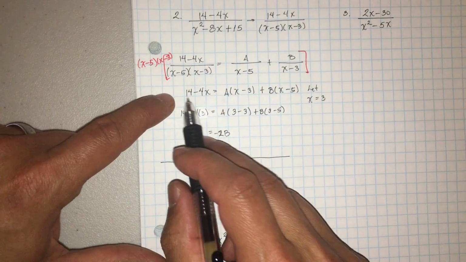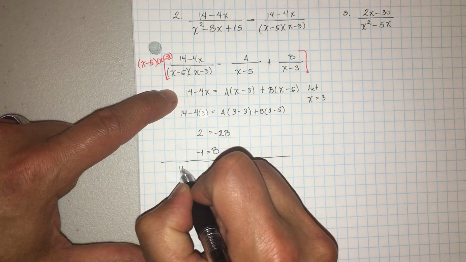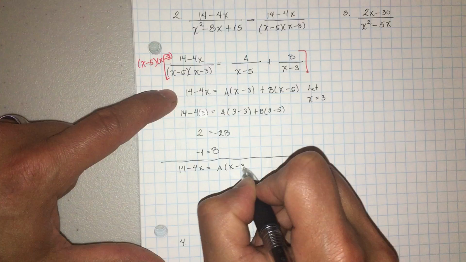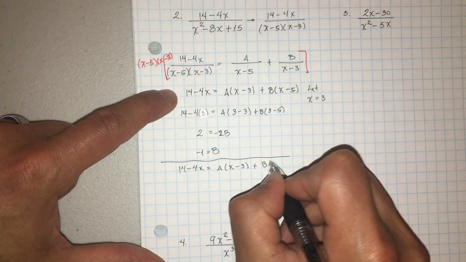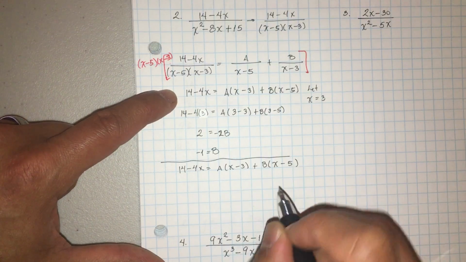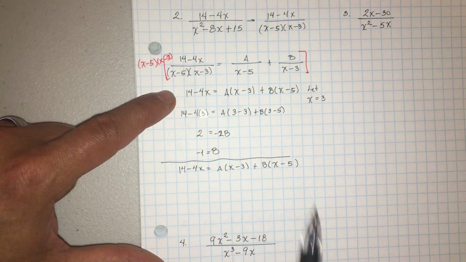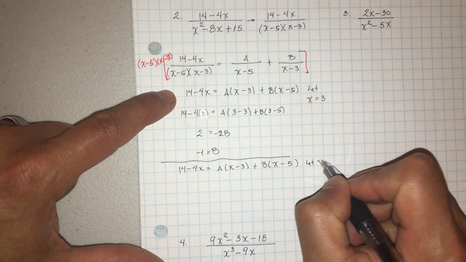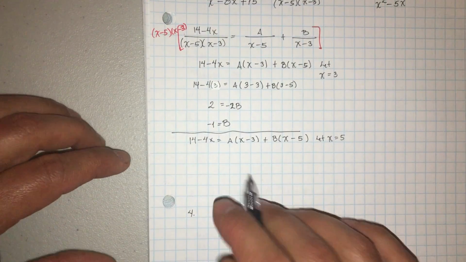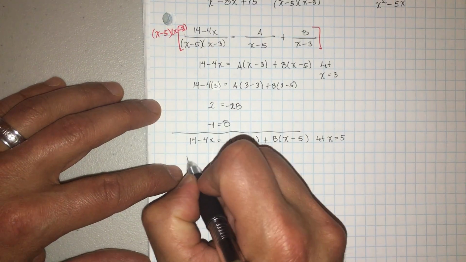Now what about the other one? Let's go back to here. Let's rewrite that one. Nice and easy. 14 minus 4x equals a times x minus 3. Now this time I'm going to do the opposite. I'm going to let x equal positive 5. So that way the b constant can simplify out and I can solve for a. Let's go ahead and do that.